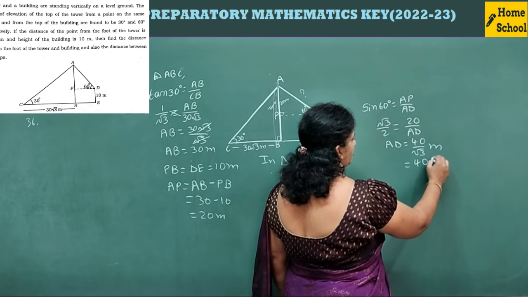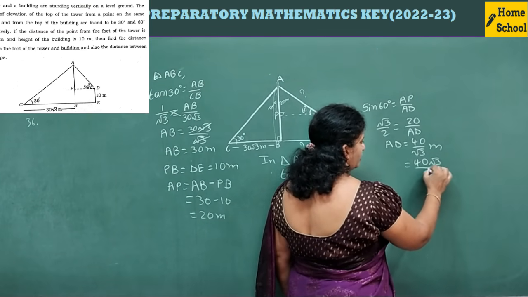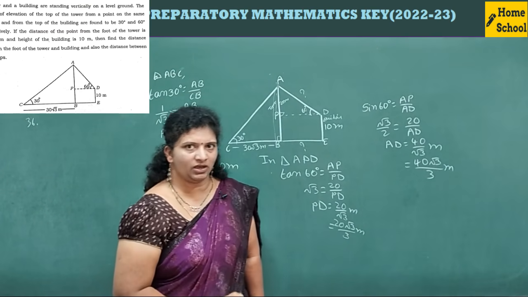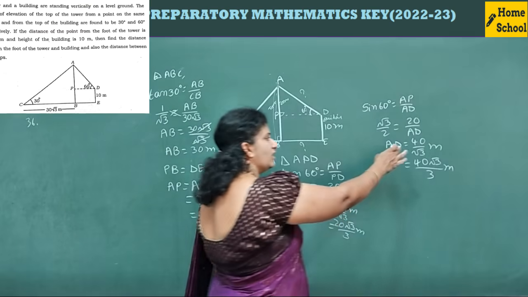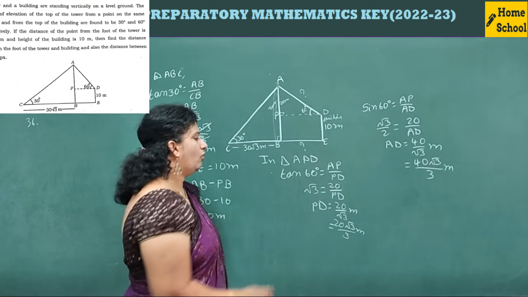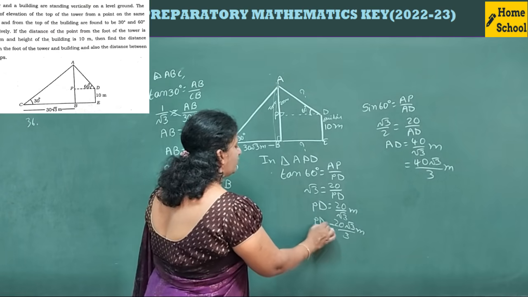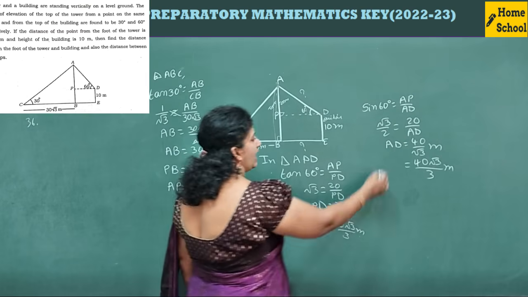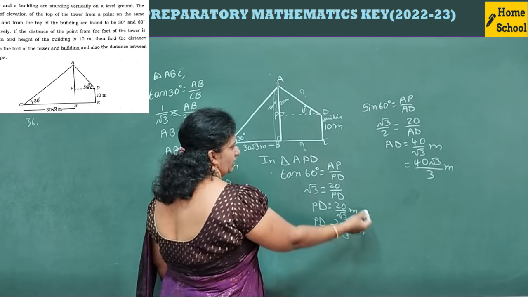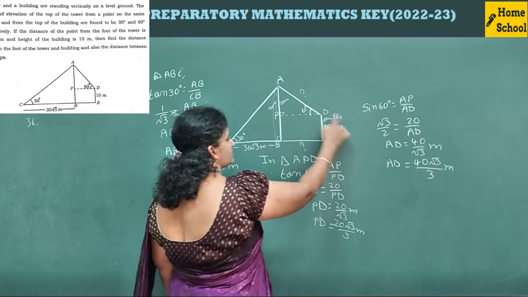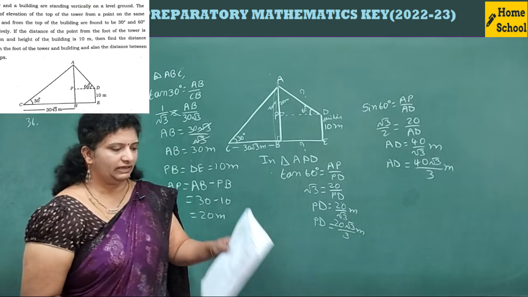You can multiply numerator and denominator by another root 3. That is 40 root 3 by 3 meters also. You can end up your answer either here or here. Therefore, what is the distance between the building and tower foot? 20 root 3 by 3 meters, or 20 by root 3 meters you can say. And the distance between the top of the towers is 40 by root 3 meters.